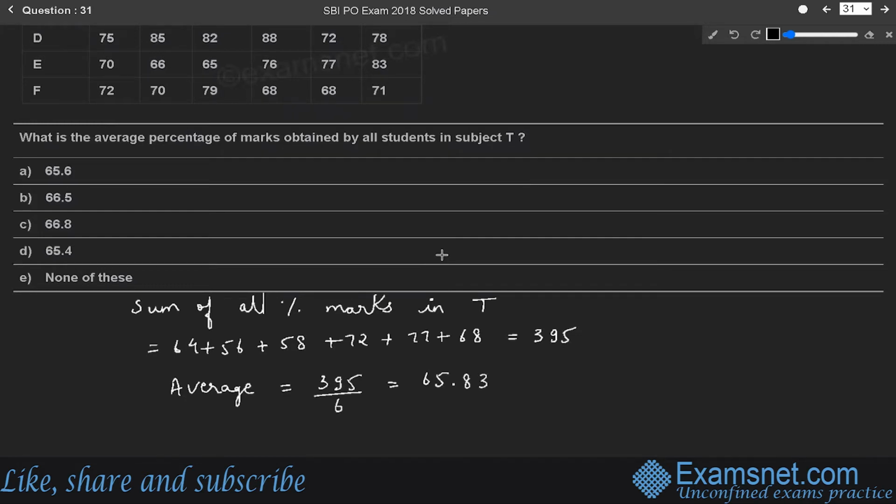So it will be equal to 65.83. Therefore, out of all the options, the correct option will be none of these, because the correct answer is 65.83, which is not mentioned in the options. So we can say that the correct option will be option number E, which says none of these.